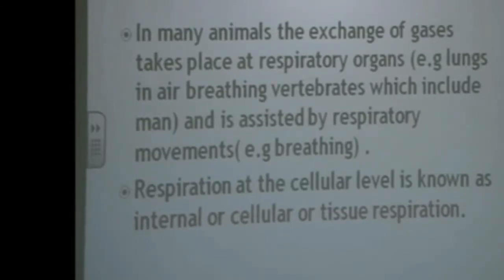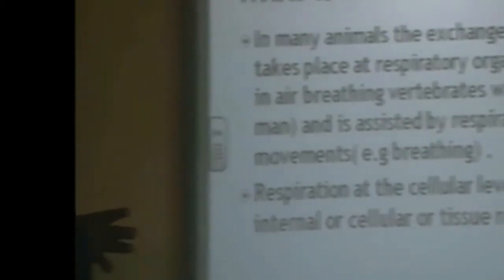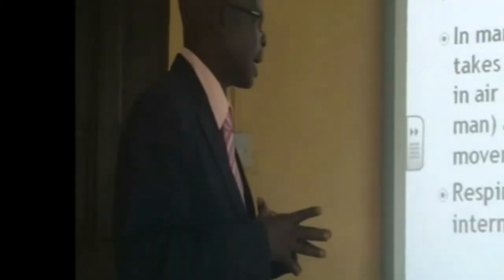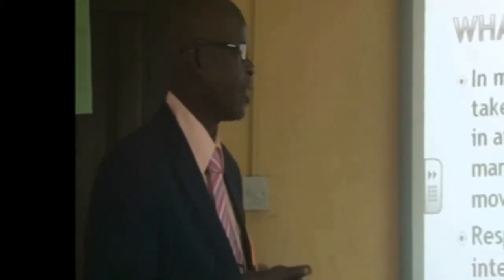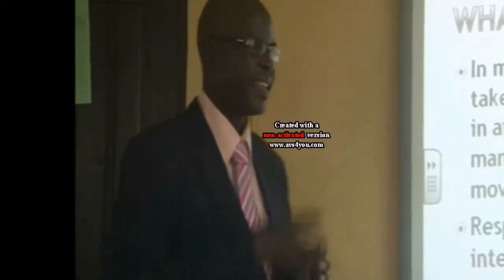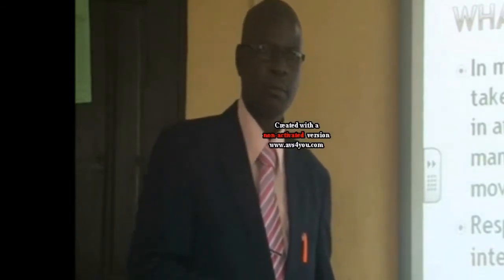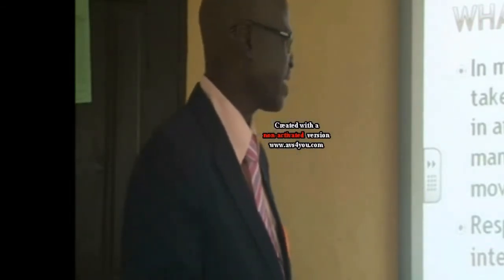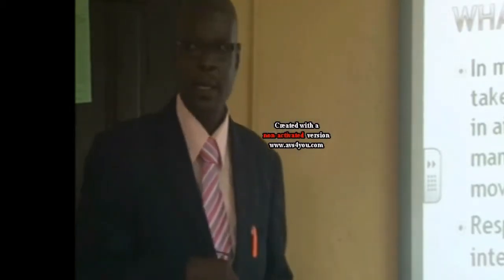Respiration, the other time, I said that external respiration is not the only respiration that we have. The other type of respiration that we have is the respiration at the cellular level, that is, respiration that takes place in the cells of the body. And this respiration that takes place in the cells of the body is called internal respiration or cellular respiration.